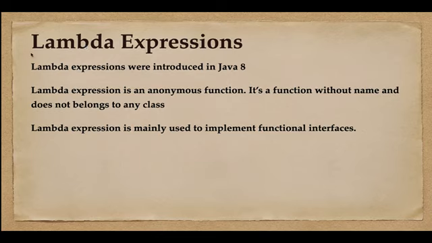Well, let's first take a look into what lambda expressions are and what the main use of lambda expressions in Java is. Lambda expressions were introduced in Java 8 and facilitate functional programming in Java. Well, what is a lambda expression? A lambda expression is an anonymous function. It means it is a function without a name and does not belong to any class or object. And the main use of a lambda expression is to implement functional interfaces.